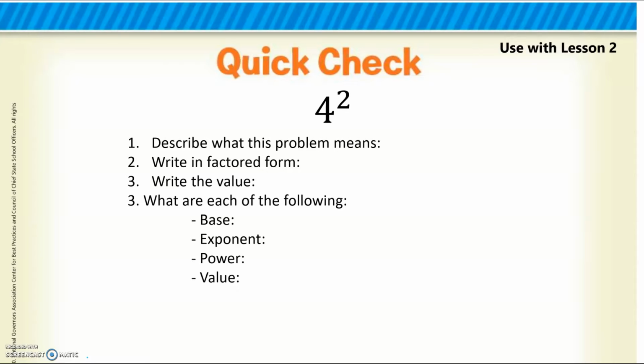4 to the second power, remember that means 4 times 4. We want to write it in factored form. That's what I just wrote. So 4 times 4 is how we write it in factored form. What is the value? The value, remember, is kind of the answer, right? What it actually equals. So the value is 16. 4 times 4 is 16.